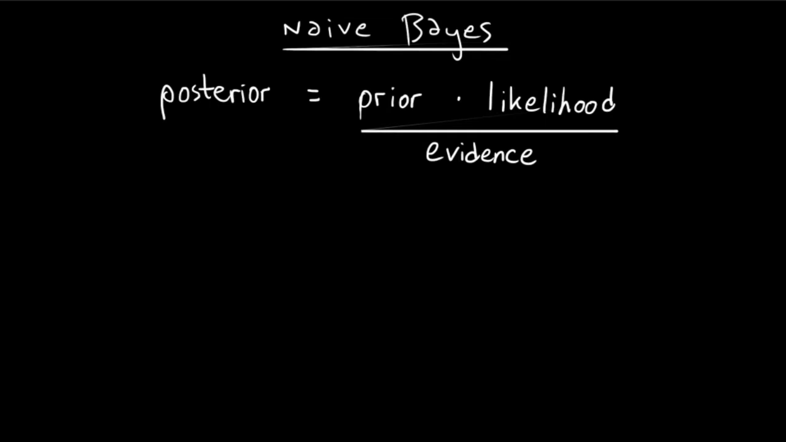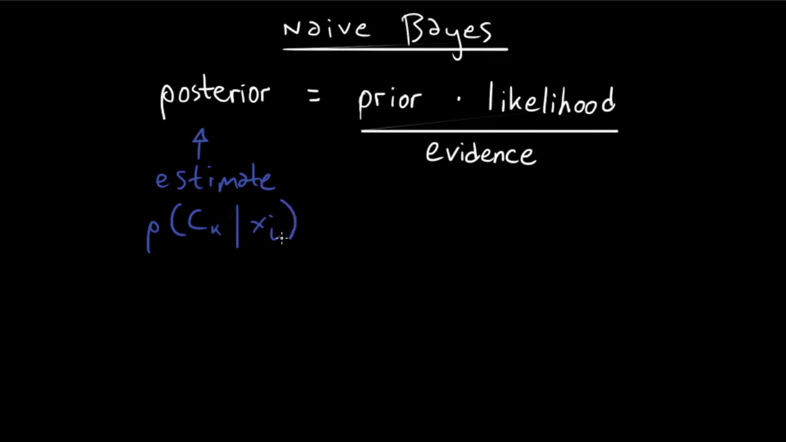We could break it up into these big moving parts. We have the posterior, which is kind of like our estimate. And our estimate we write as the probability of our class, of our selected class, which is CK, given that our features have occurred.